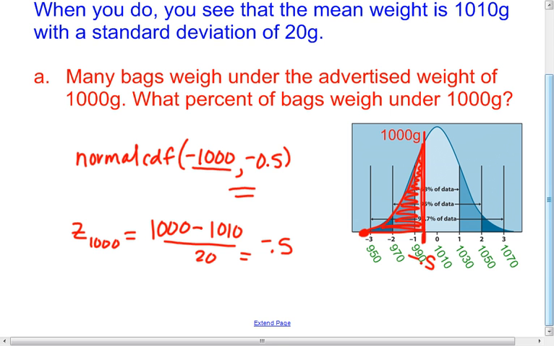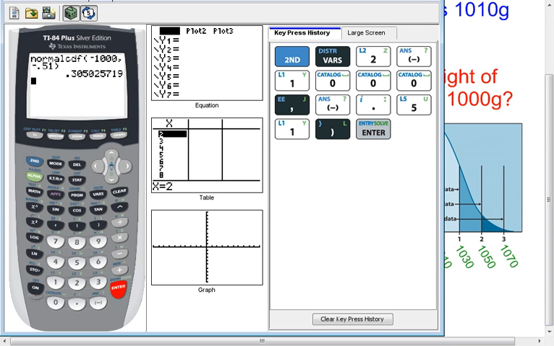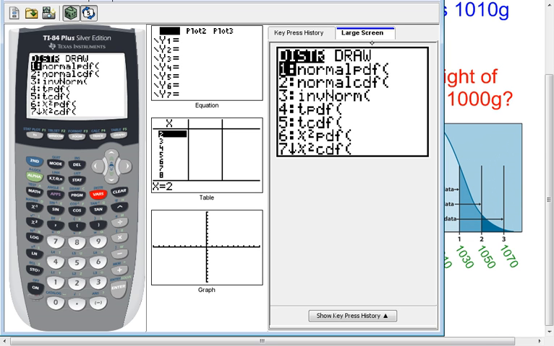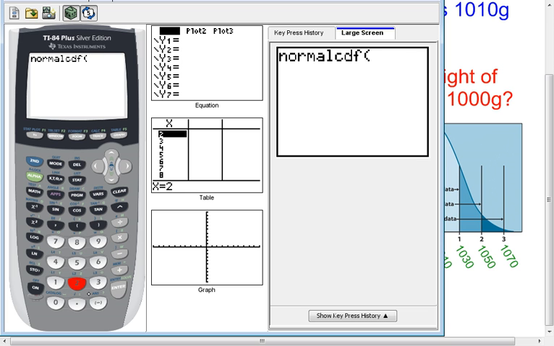I will put that into my calculator, and again, I will do normal CDF, which is second variables. I'll just do this one really quick with you just to make sure we're good. I'm going to clear this out. Second variables, number 2. The left edge is going to be negative 1,000, comma, which is right above the number 7. The right edge would be negative 0.5.